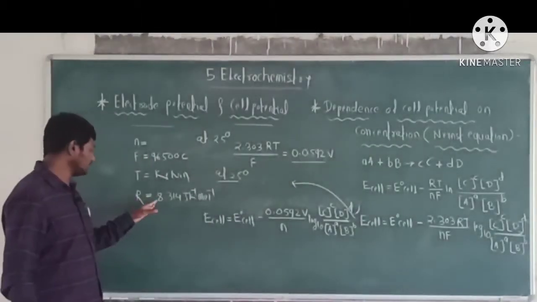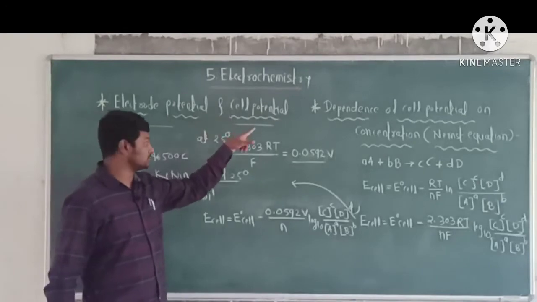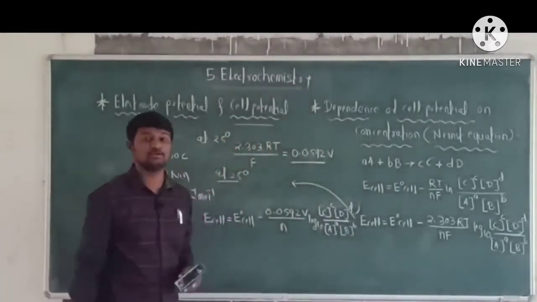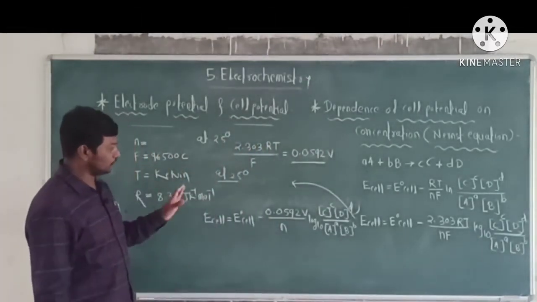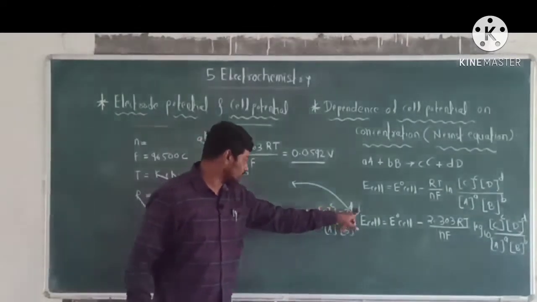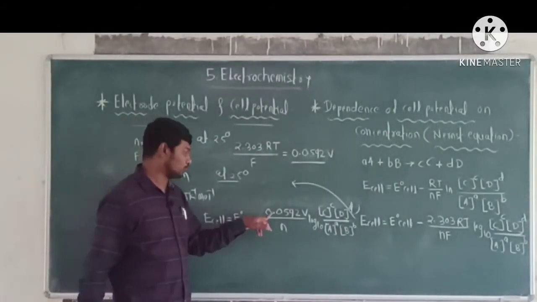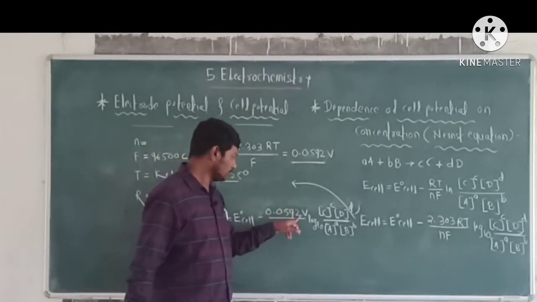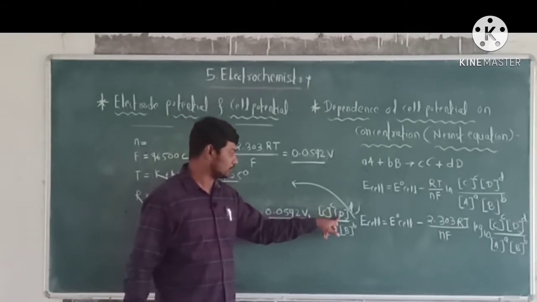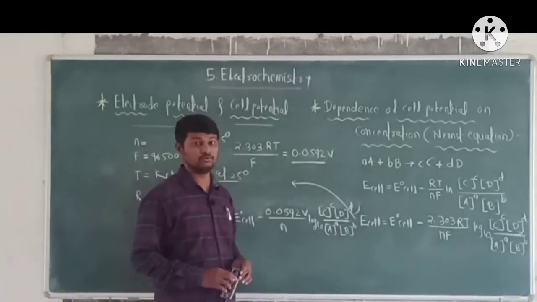R is the gas constant, that is 8.314 joule per Kelvin per mole. Now at 25 degree Celsius, 2.303 RT upon F is equal to 0.0592 volt. Therefore, at 25 degree Celsius, this equation becomes E cell is equal to E0 cell minus 0.0592 volt upon N into log to the base 10 concentration of C raised to C into concentration of D raised to D upon concentration of A raised to A into concentration of B raised to B.